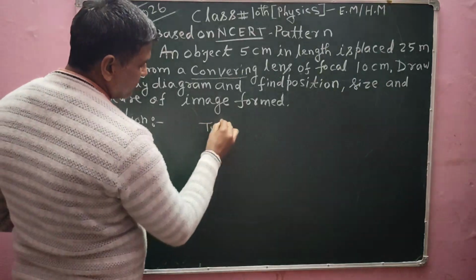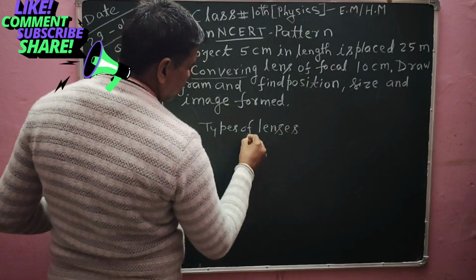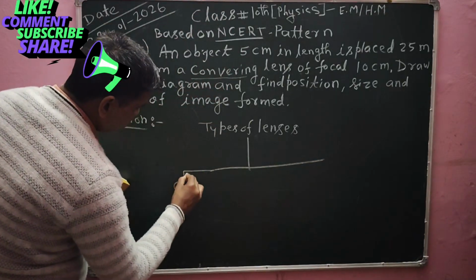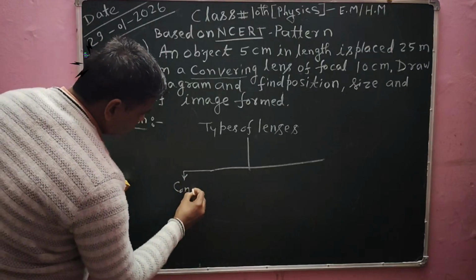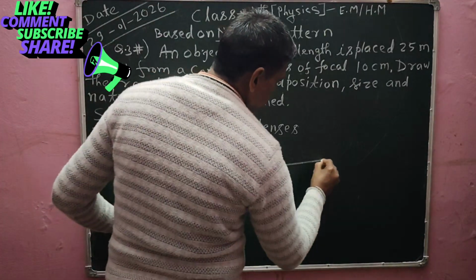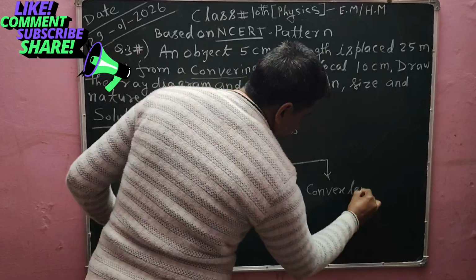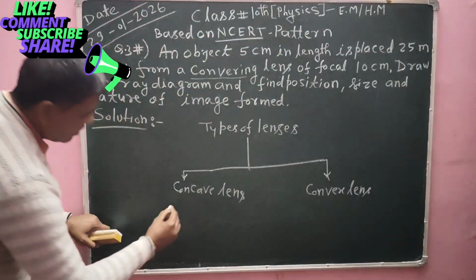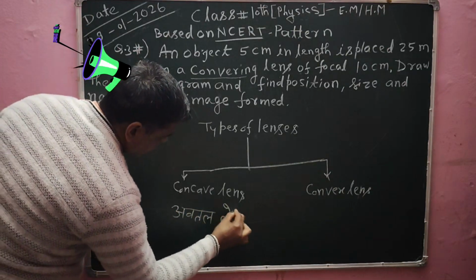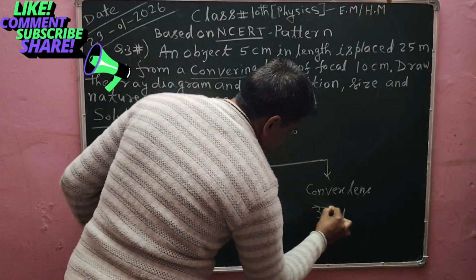Types of lenses. There are two types. One is the concave lens, and the other is the convex lens. In Hindi, the concave lens is called avtal lens, and the convex lens is called uttal lens.